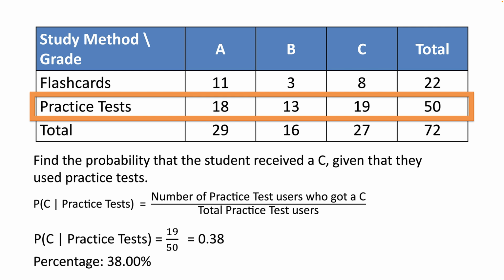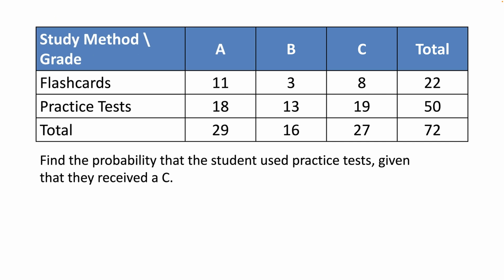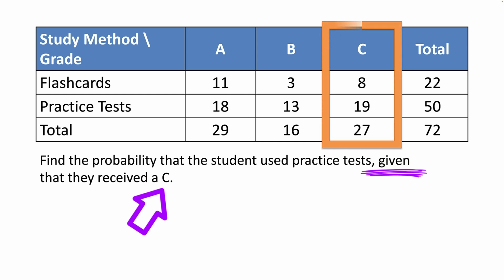Let's take a look at another example that sounds very similar to this one, but the answer will be very different. In this example, we're asked to find the probability that the student uses practice tests given that they received a C. So in this case, we know that the condition that has already been established is that the student received a C. So we'll only be focusing on the group of students from this survey who indicated they have an average test grade of a C.